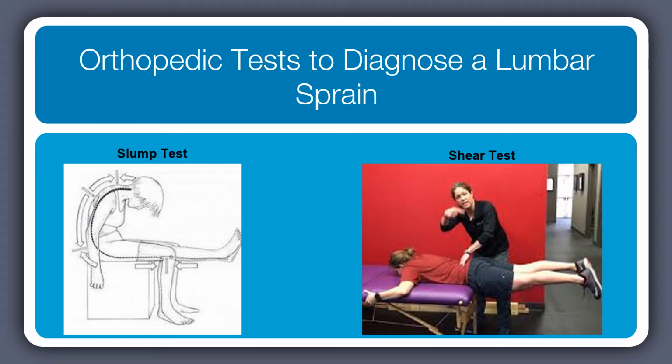Sprains are most often diagnosed based on the history: the type of action that you're doing, the type of pain that you felt when you were moving. But there are a couple of orthopedic tests that we use to determine if it's a lumbar sprain. These are the slump test and the shear test.